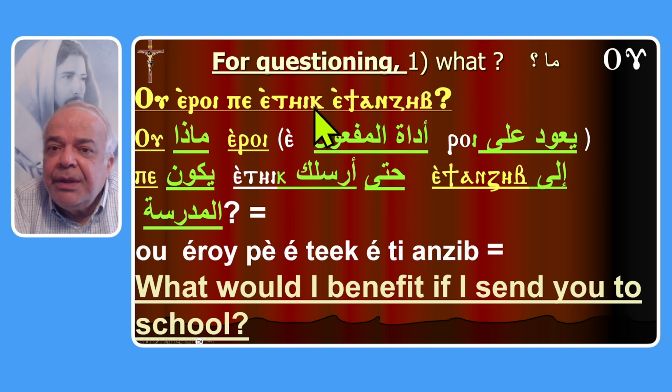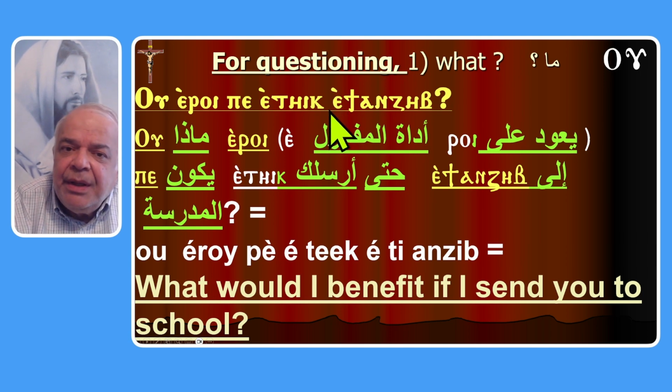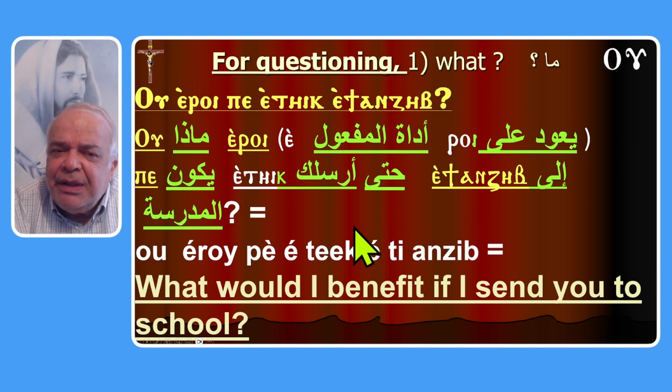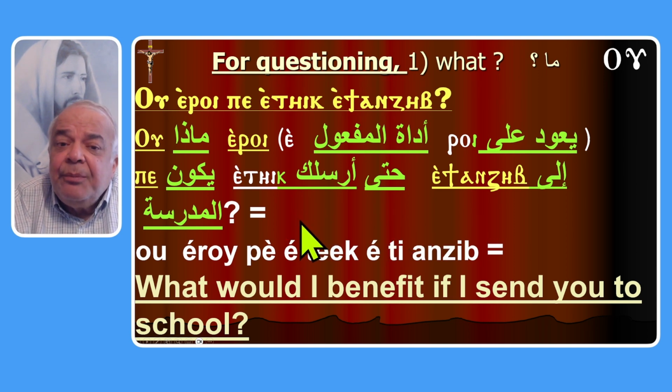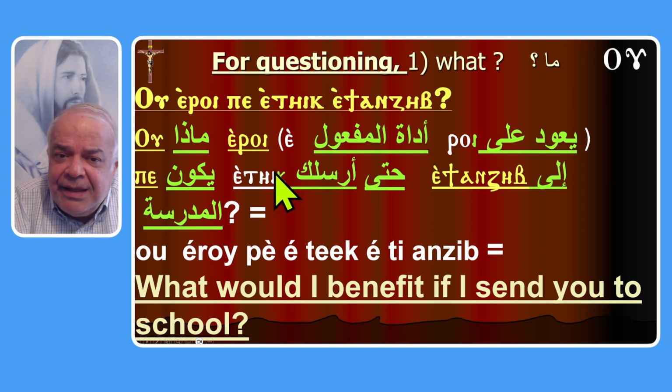To school. A, T, and Z, the school. A here means the object. So what will benefit me if I send you to school? You see here, I put the pronouns in green. Kappa, you. Iota here should be in green also. It means me. Roy. You see?